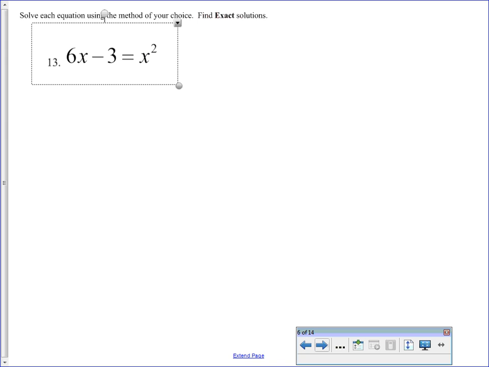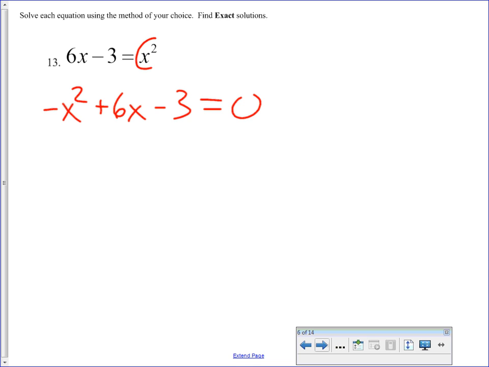All right, for this one, we need to set it equal to 0 first. So it's going to be negative x squared plus 6x minus 3 equals 0. And remember the algebra trick. If we move something from one side of the equal sign to the other, it becomes the opposite. So I'm going to check the graph.